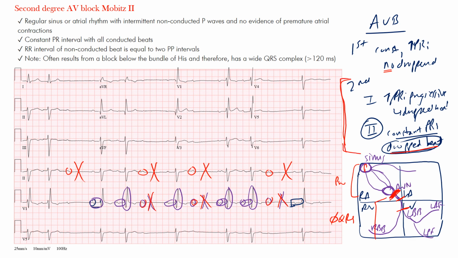So again, differentiate them. Constant increase in PR interval and no dropped beats is first degree AV block. Second degree, Mobitz type 1 or Wenckebach block, is when you have progressive lengthening of the PR interval and a dropped beat. Constant PR intervals and then dropped beats is Mobitz type 2, which we're seeing here.